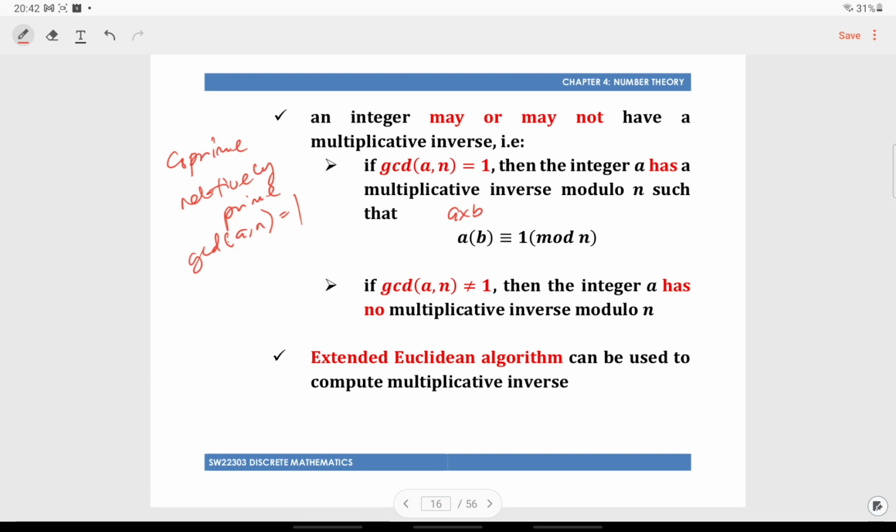How to find the multiplicative inverse efficiently? We have an algorithm to compute the multiplicative inverse value. That means I give you A, I give you N, find the integer B such that A times B is congruent to 1 mod N. How to find B? We can use the extended Euclidean algorithm.